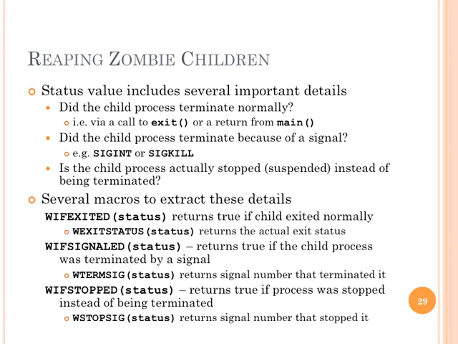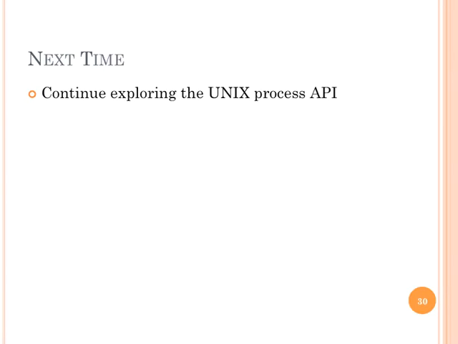Any questions? All right, so next time we will wrap up 5 minutes early. Next time we'll continue exploring this stuff. How do you know that a child dies? We'll go into all of that kind of detail for the Unix process API next time.